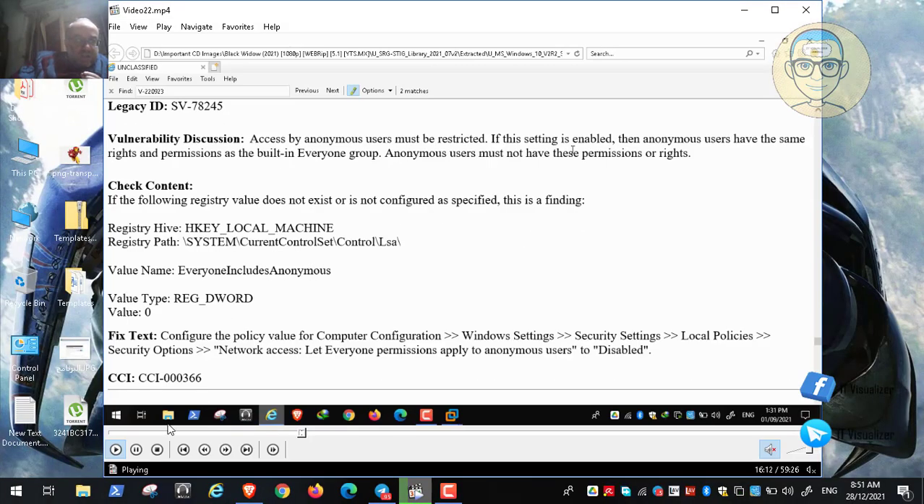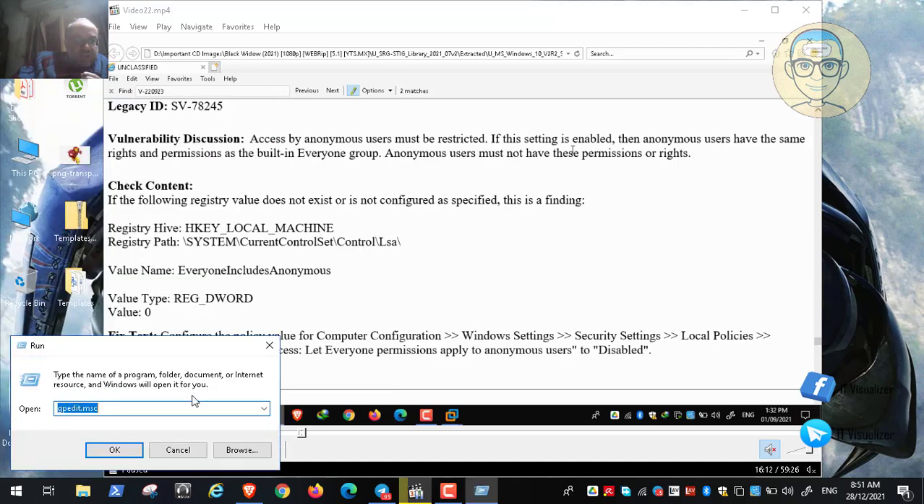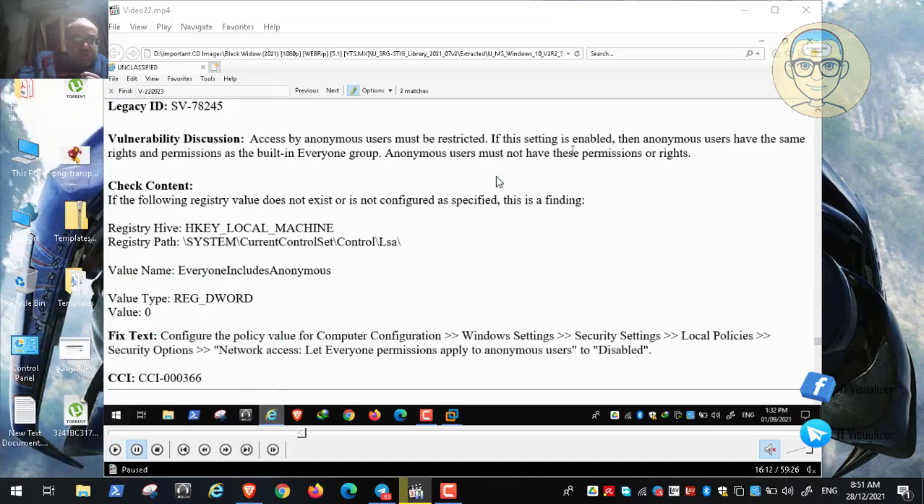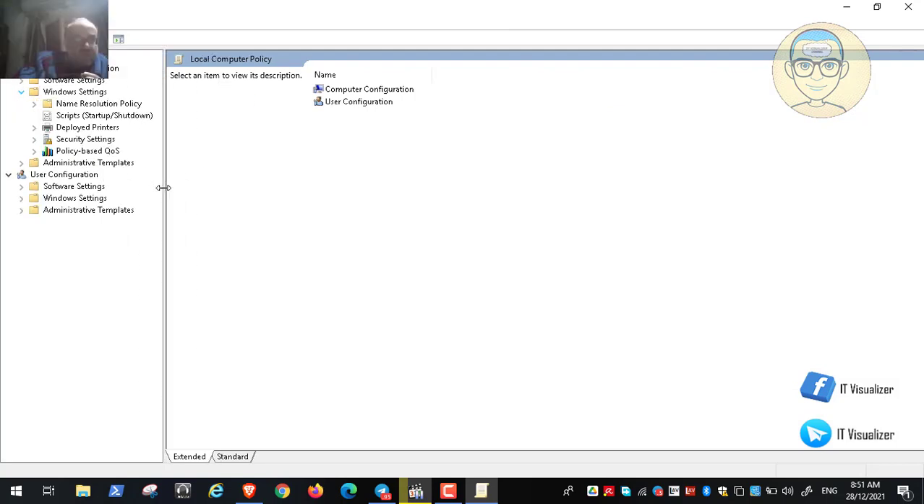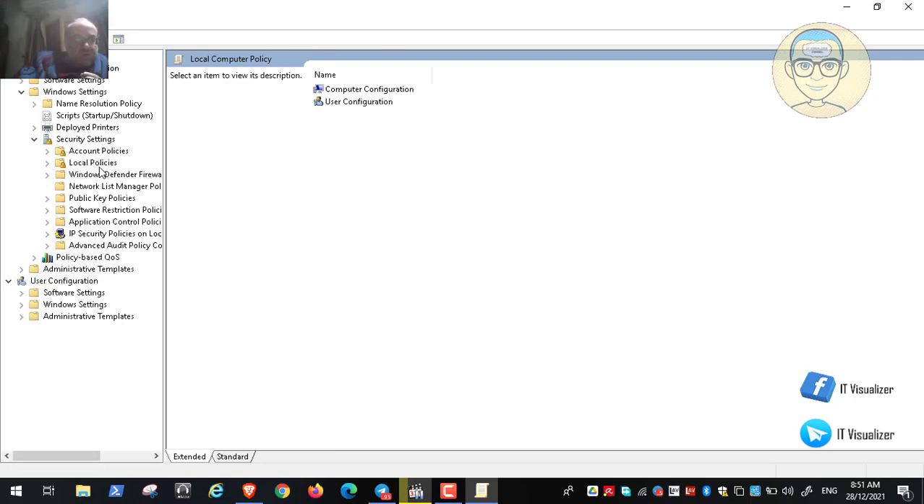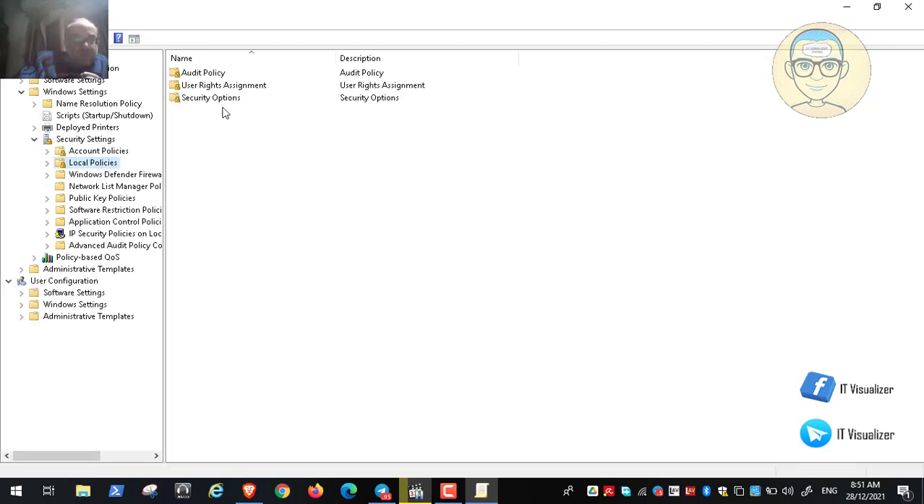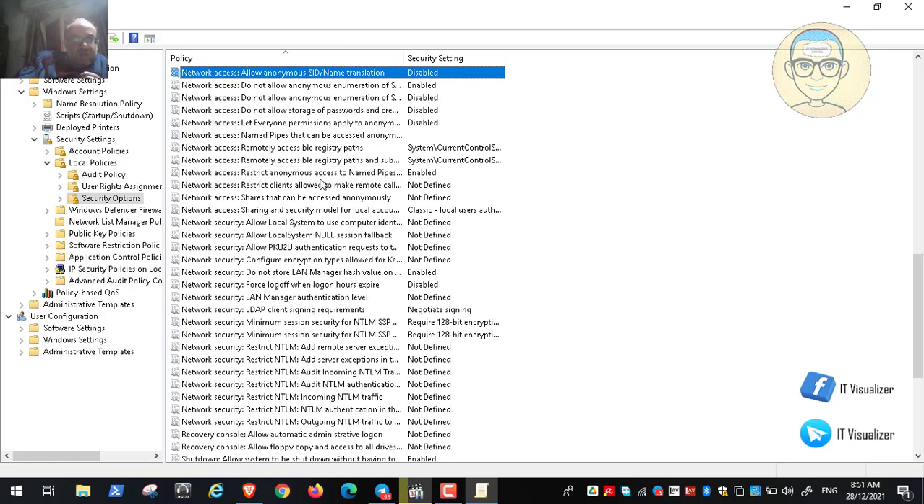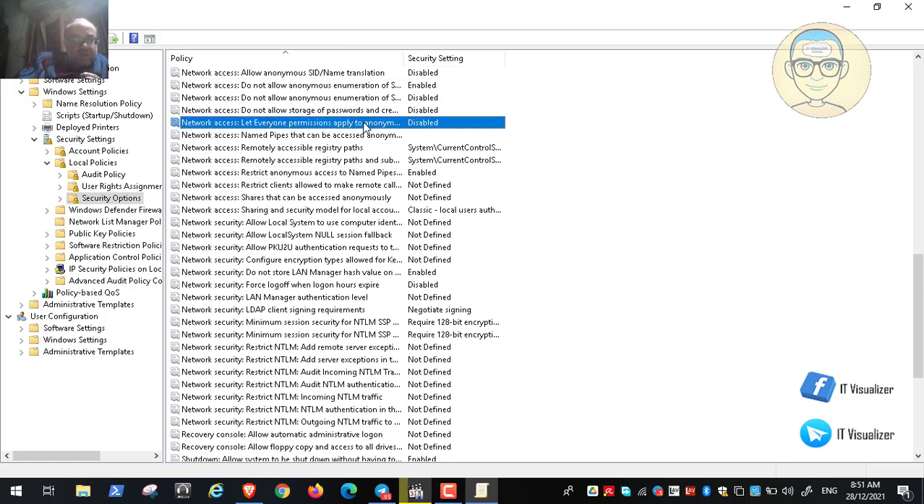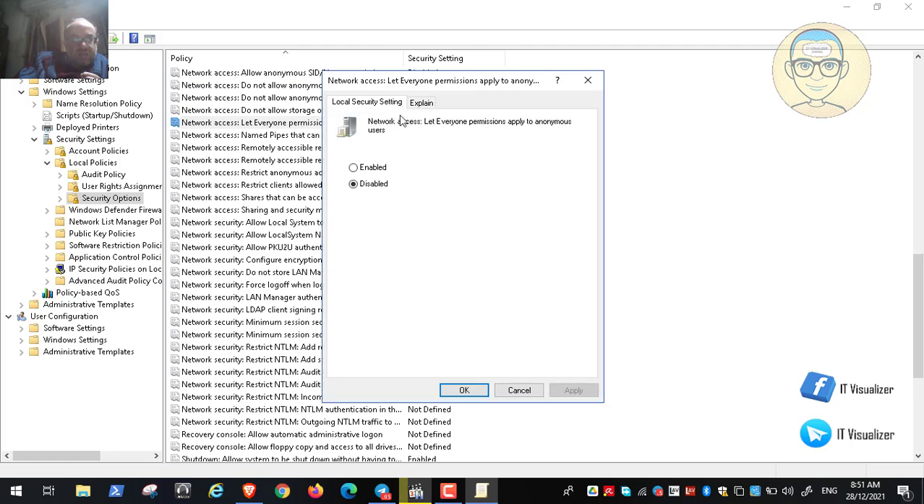Sorry guys, let's see if we can have more explanation about this group policy. It is under network access. So let's go to the Windows settings, then security settings, then local policies, then security options, and then network access. Okay, it's already disabled, but let's see the explanation.